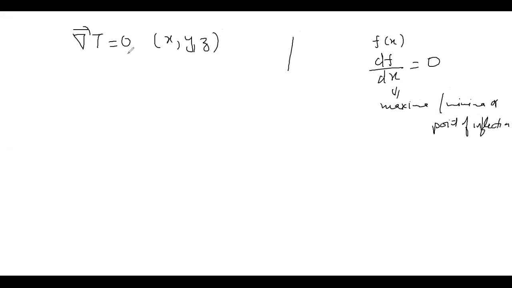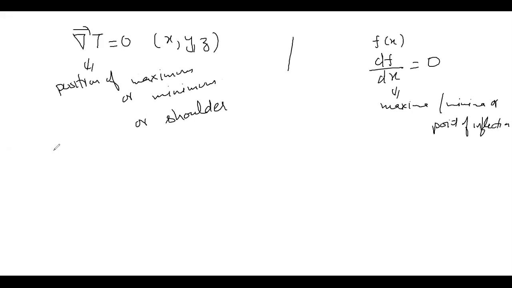Similar is the case here. If your gradient is 0, that means this corresponds to either the position of maximum, or minimum, or maybe it's a shoulder. Shoulder means if you have a function which has something like maximum here, but something like this. So even though your maximum is here, this will basically be the shoulder of this function here.